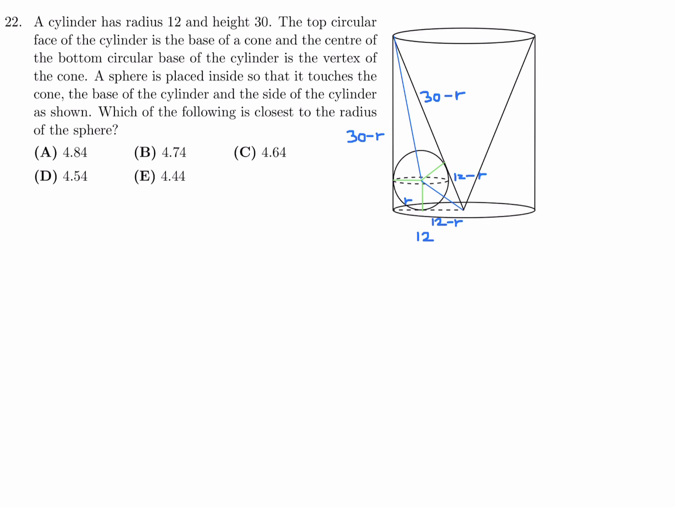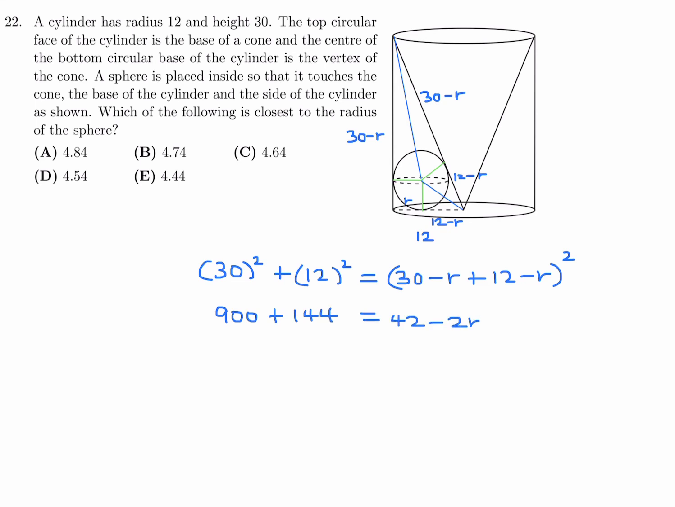Now all we have to do is just use the Pythagorean theorem on this big triangle right here, since it's a right triangle. So that means the full height, 30 top to bottom, squared, plus this, which is 12 squared, is equal to the hypotenuse, which is 30 minus r plus 12 minus r, all squared. So this is 900, this is 144, this is 42 minus 2r, all squared. This is 1044, 42 minus 2r, all squared.